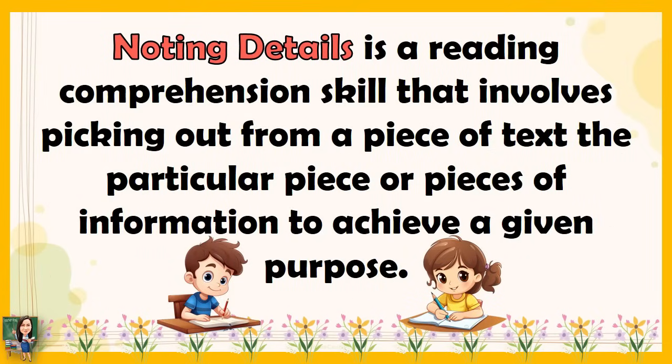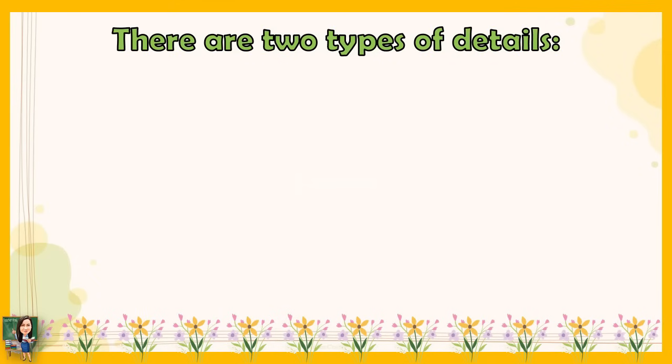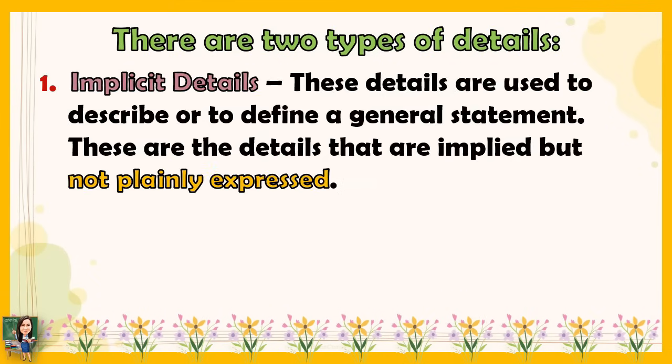Noting details is a reading comprehension skill that involves picking out from a piece of text the particular piece or pieces of information to achieve a given purpose. There are two types of details. The first one is implicit details. These details are used to describe or to define a general statement. These are the details that are implied but not plainly expressed.